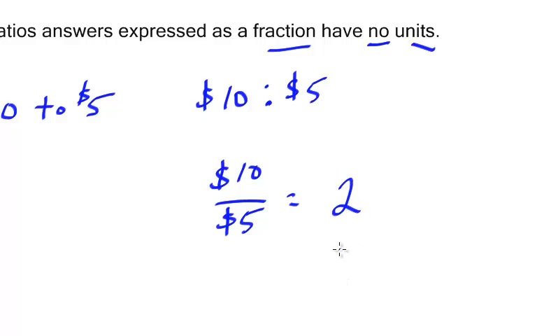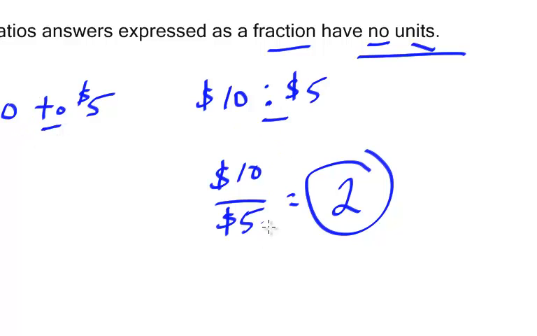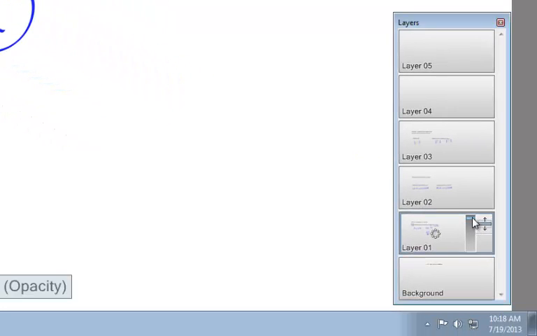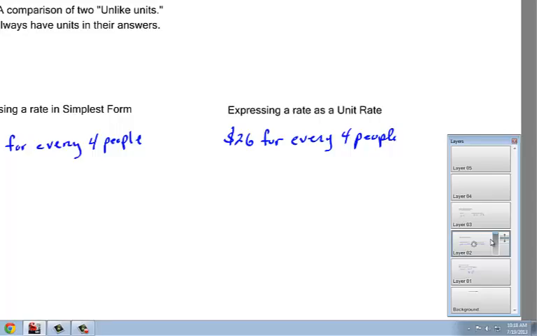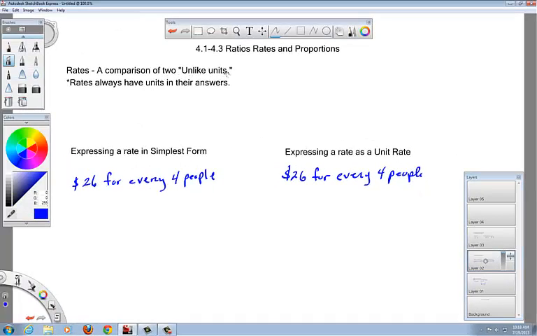The answer is 2. And the reason why, you can think about it, if you have 10 $1 bills and you divide them up into $5 bill piles, what you will have is not $2. If you don't believe me, try it. Take 10 $1 bills, divide it into groups of $5 bills, and what you have are two groups, not $2. So this is a great example of why ratio answers expressed as a fraction have no units. So that's basically ratios and the three ways to express them, with the word TO, with the colon, and as a fraction. All right, next thing is rates, and rates are a comparison of two unlike units.